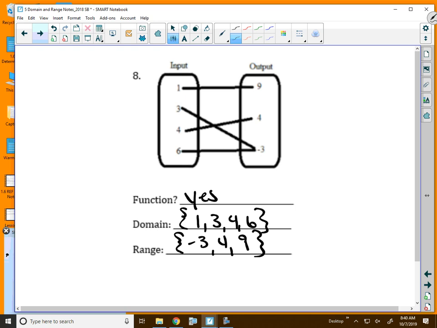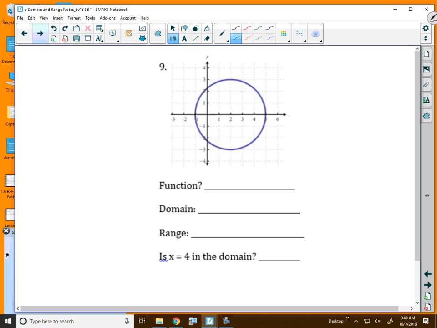You agree with me? We're good? Why is this a function? I don't have two arrows coming from one input. If I had something like this, where there's another one that came from one, that would be an example of those.